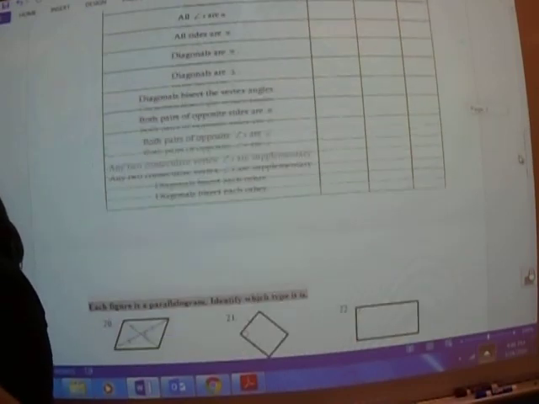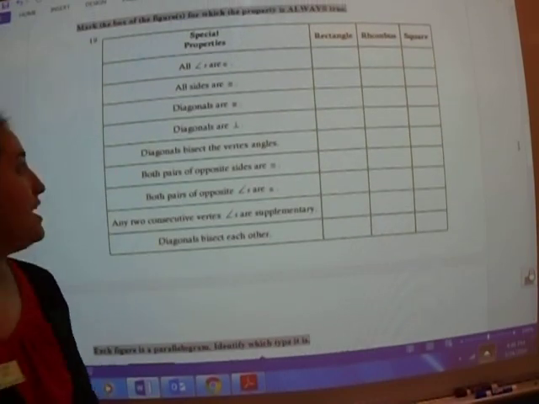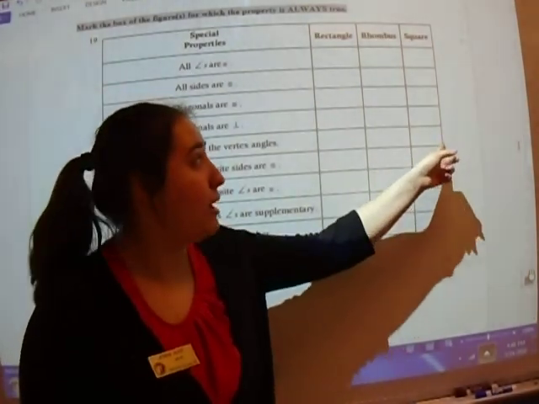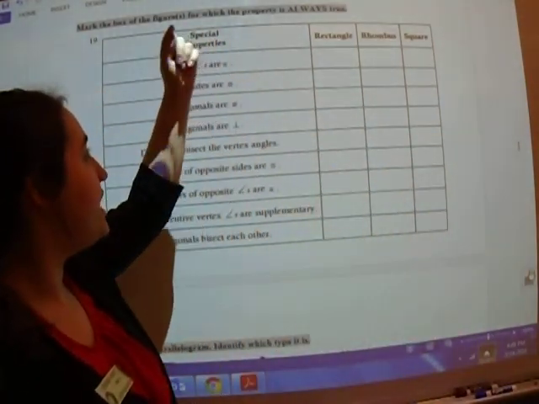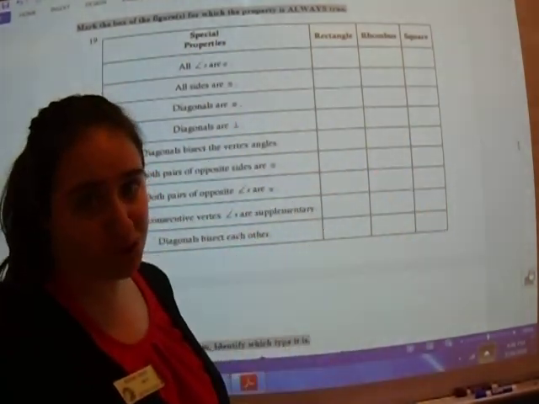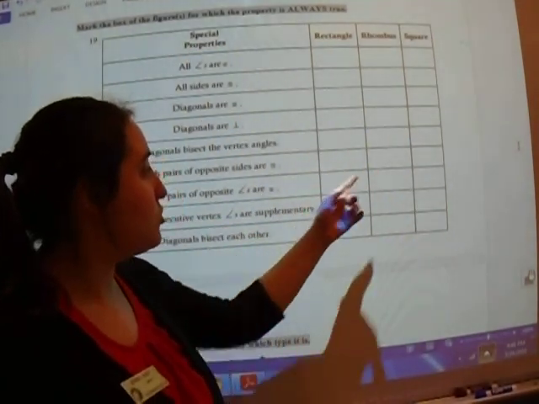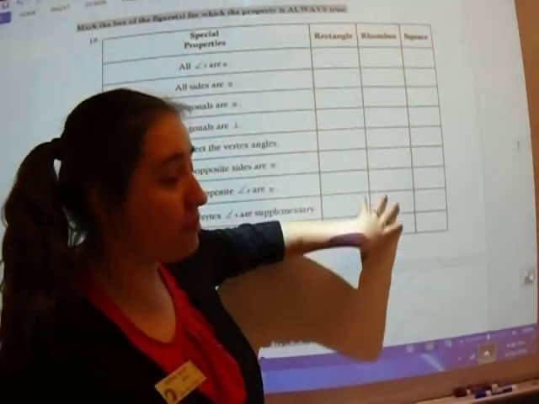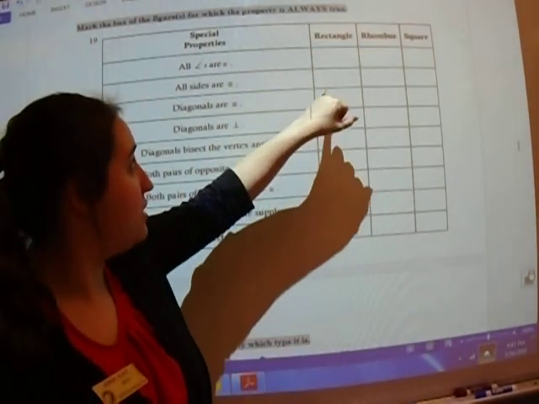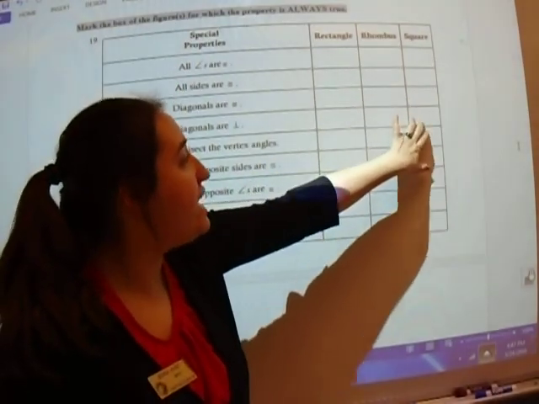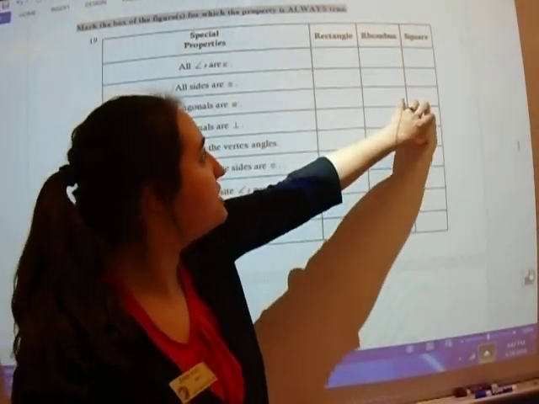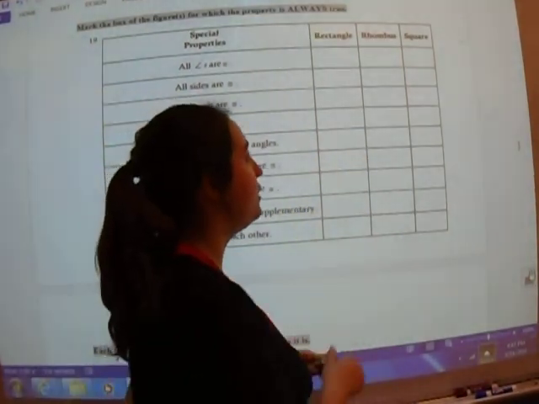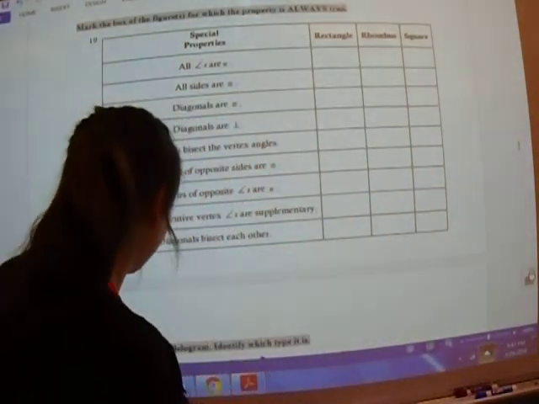One thing I will say, though, is if it's the property of a rhombus, it's also the property of a square. If it's the property of a rectangle, it's also the property of a square, okay? The squares have all the properties of a rectangle as well as all the properties of a rhombus. So if it's a square, it's definitely a rhombus and it's definitely a rectangle, okay? It's just a combination of the two.